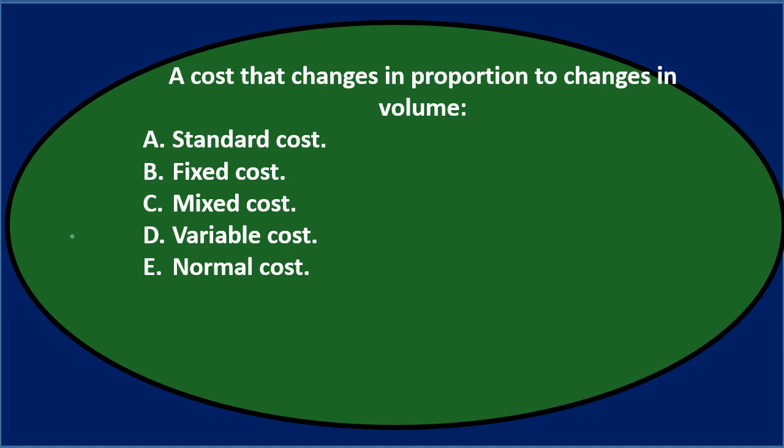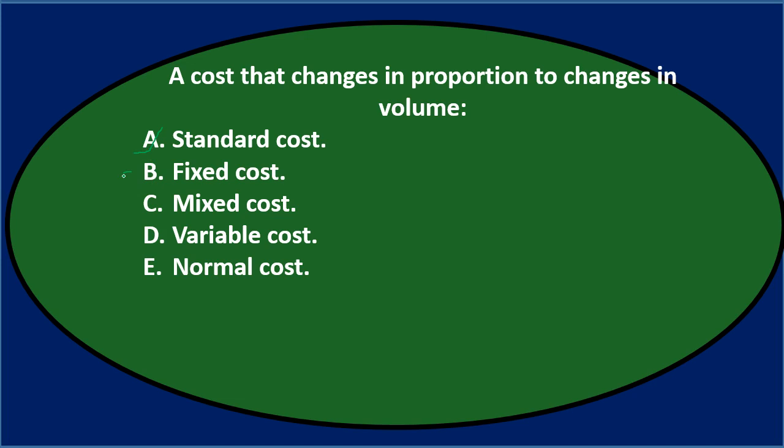A cost that changes in proportion to changes in volume. A, standard cost. B, fixed cost. C, mixed cost. D, variable cost. E, normal cost. We'll go through it again using the process of elimination. A cost that changes in proportion to changes in volume. First one, standard cost. That sounds like a standard kind of term we would expect to see, but it's not one that we've been using much here, so I don't think it's going to be standard cost. Fixed cost is going to be B. That's one of our normal terms.